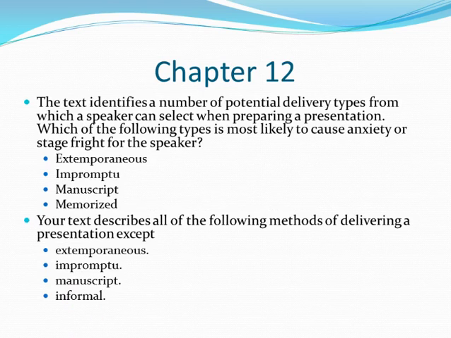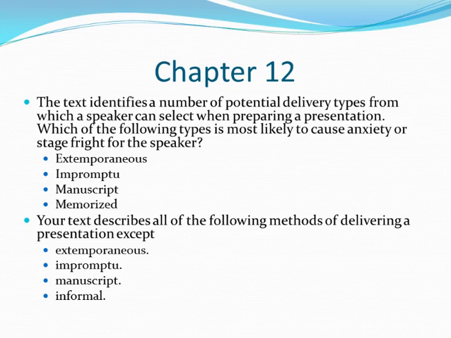All right, next question. The text identifies a number of potential delivery types from which a speaker can select when preparing a presentation. Which of the following types is most likely to cause anxiety or stage fright for the speaker? Extemporaneous, impromptu, manuscript, or memorized? And as you might imagine, that's going to be memorized. When a speaker tries to memorize their presentation, and this is why I always ask you guys not to do this, it often increases their anxiety levels, because if you miss one word, you've kind of forgotten that rhyme that you had in your head to help you remember where you were going with things.